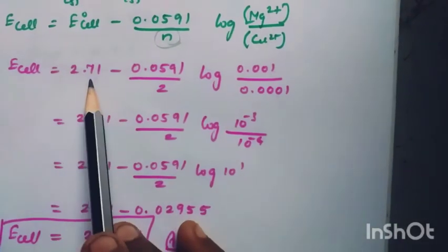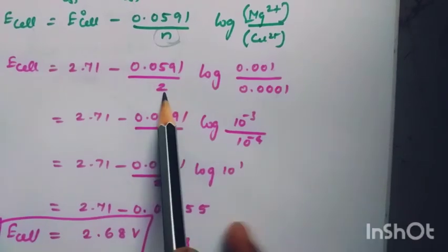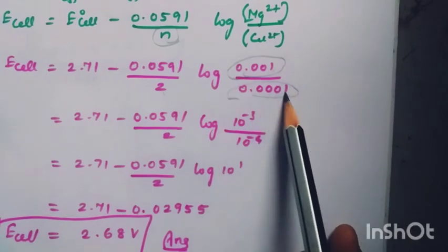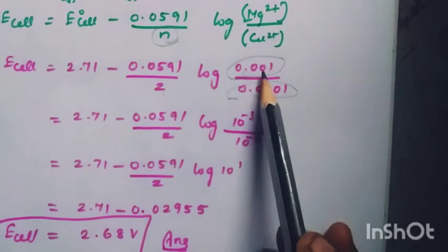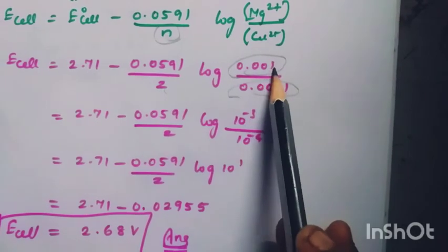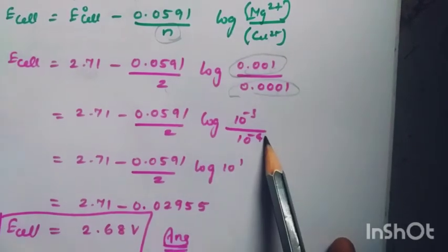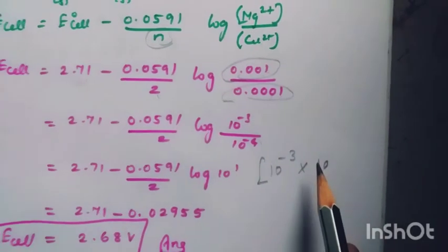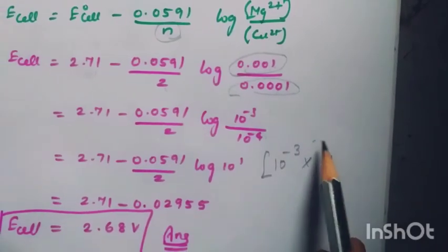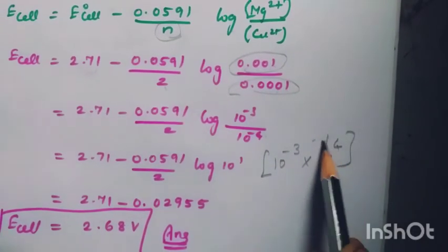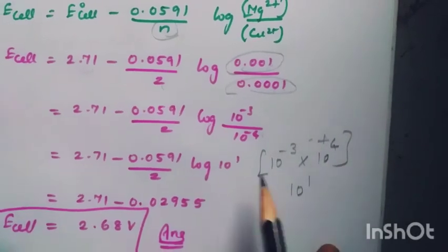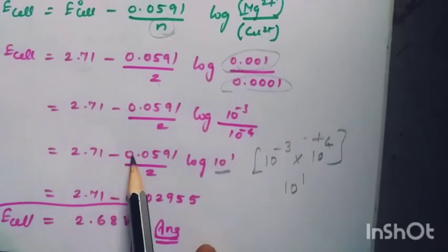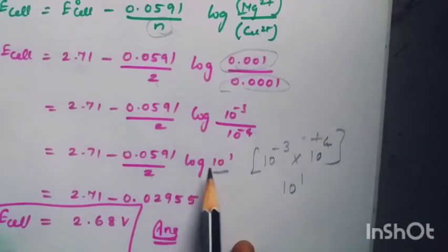So 2.71 minus 0.0591 by 2. The Mg2+ concentration is 10 power minus 3, and the Cu2+ concentration is 10 power minus 4. Dividing, 10 power minus 3 by 10 power minus 4 moves the denominator to the numerator, making it plus 4, and minus 3 plus 4 is 10 power 1. So we write 2.71 minus 0.0591 by 2 log 10 power 1.